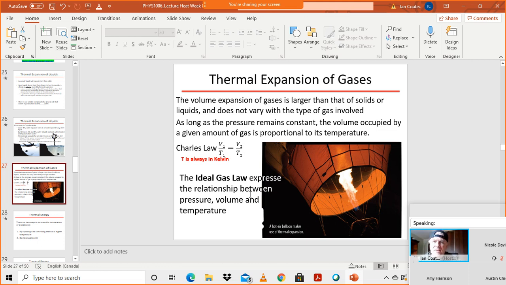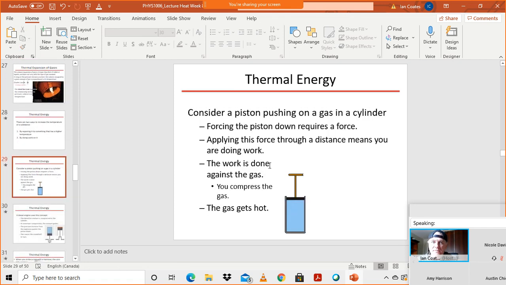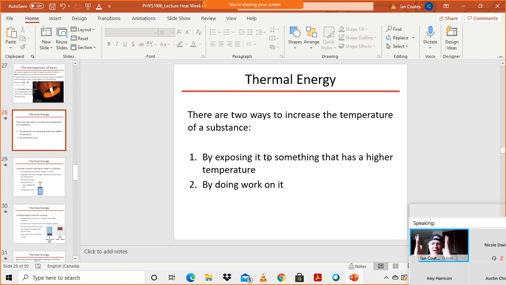The ideal gas law expresses the relationship between pressure, volume, and temperature. You guys have seen that one too. P1V1 divided by T1 is equal to P2V2 divided by T2. There are two ways to increase the temperature of a substance: by exposing it to something that has a higher temperature, or doing work on it. Okay. Both of my hands are the same temperature right now. Okay. But if I do work on them, now they're on fire.